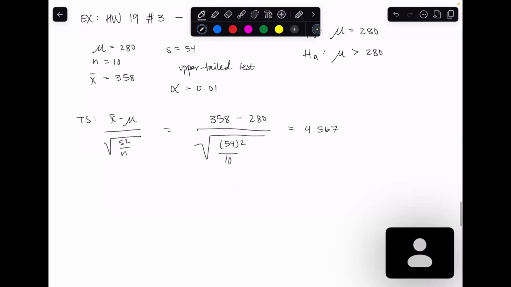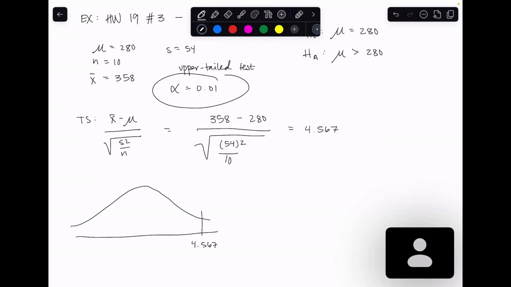Okay. So if we think about our distribution here, we have a test statistic of 4.567. Now we need to find our critical value. How do we do that? It's the 0.01, using the chart. Yeah, it's the 0.01. So let's go to our chart real quick. And what chart are we going to use? The T, because the sample size is smaller than 30, and we don't know the true variance of the population. Yeah, we should use a T.